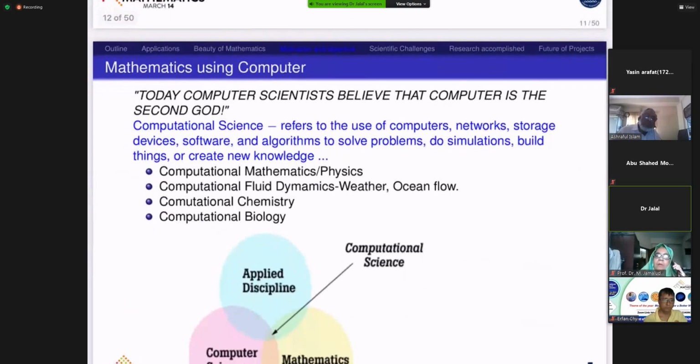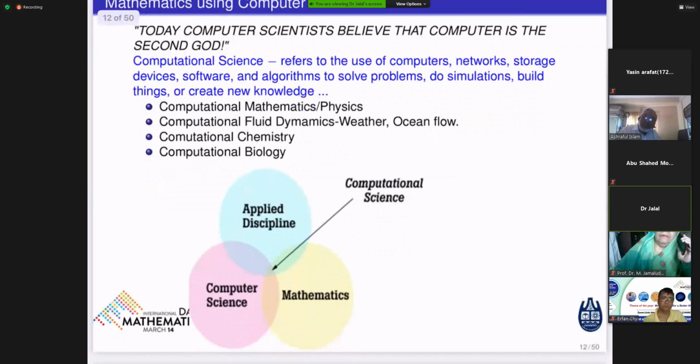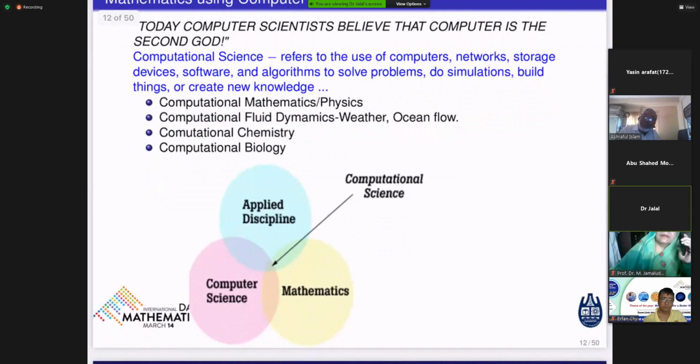So finally, mathematics using computers. In the background, you have to use the computer. Today, computer scientists believe the computer is the second God, because using the computer, there is nothing you cannot handle. This figure tells us computational science is common in all fields of applied science.